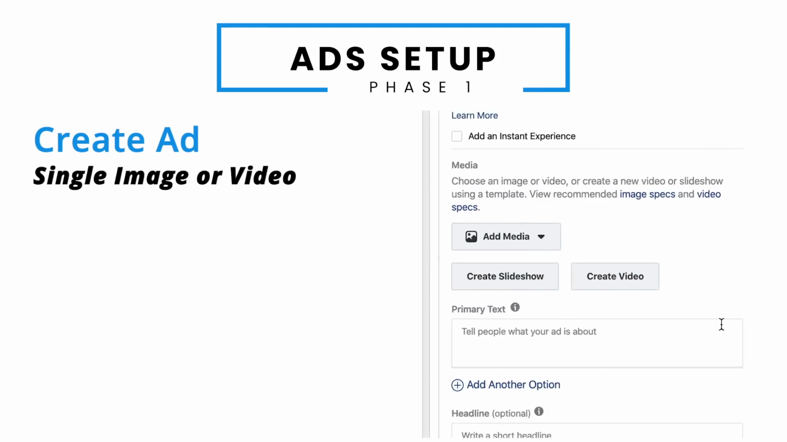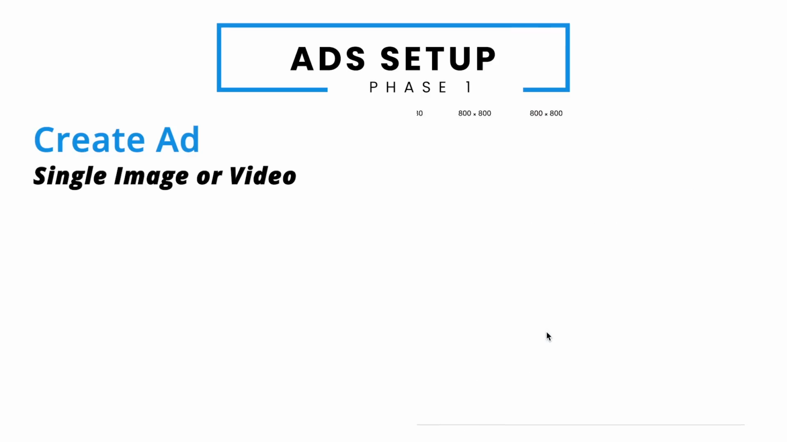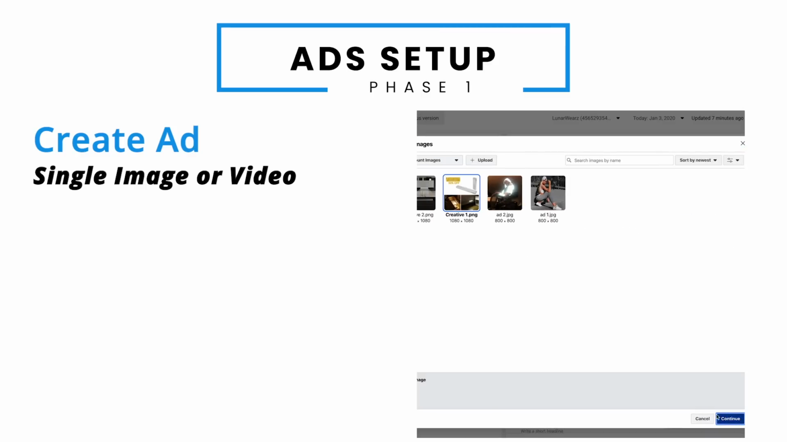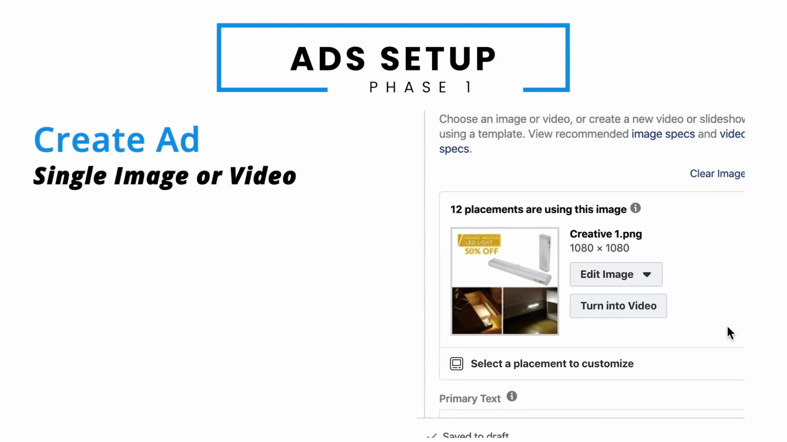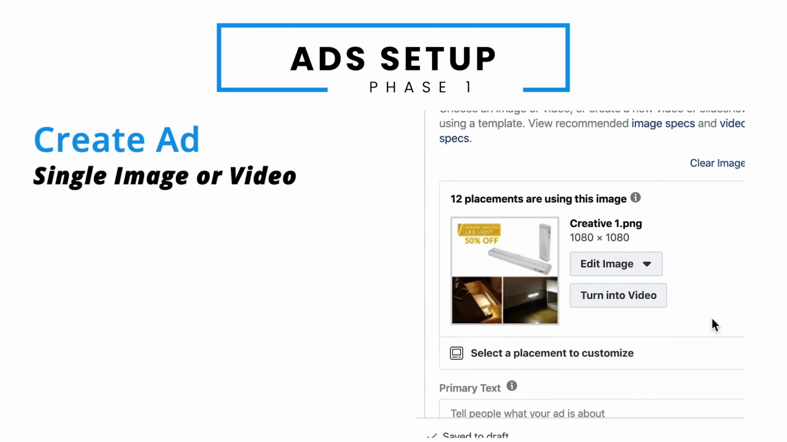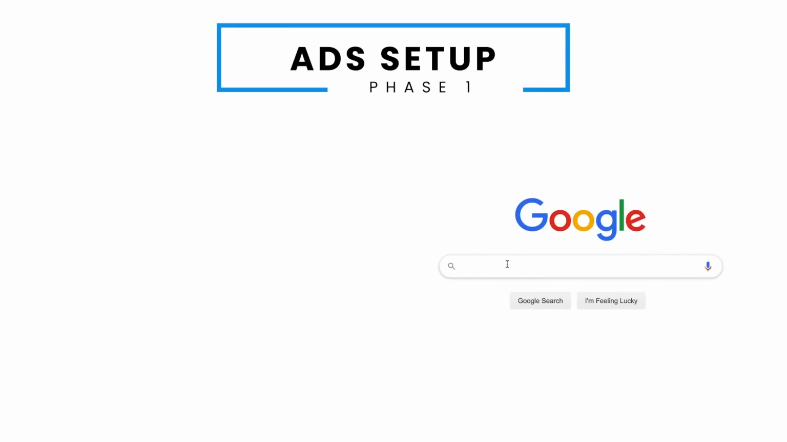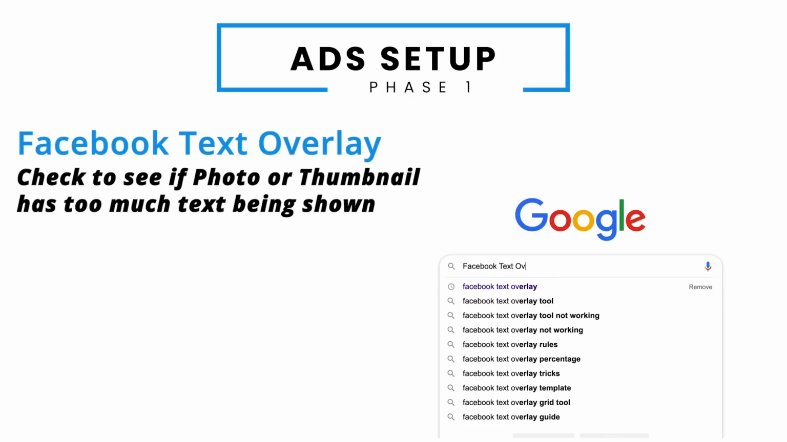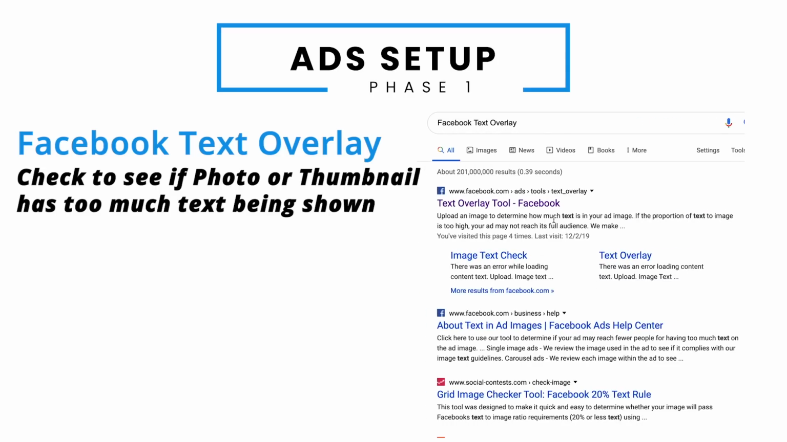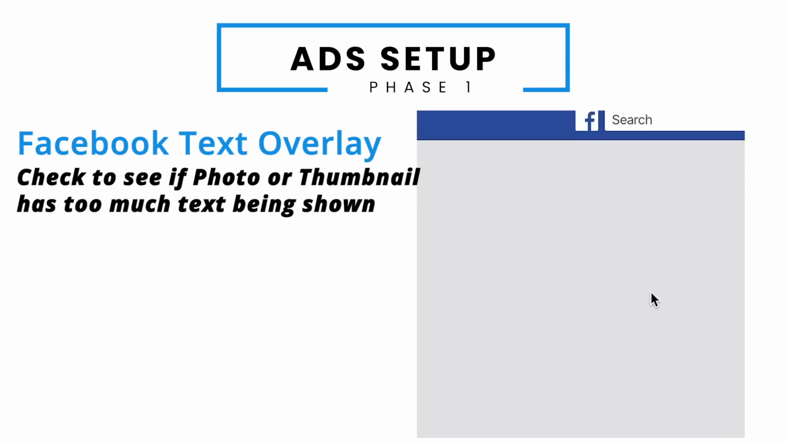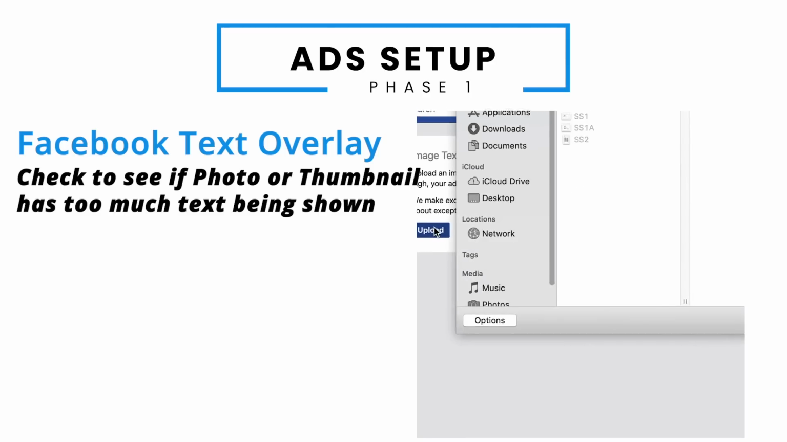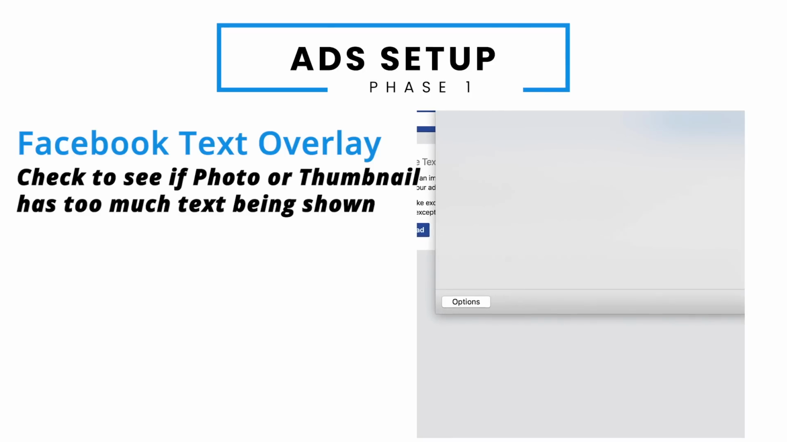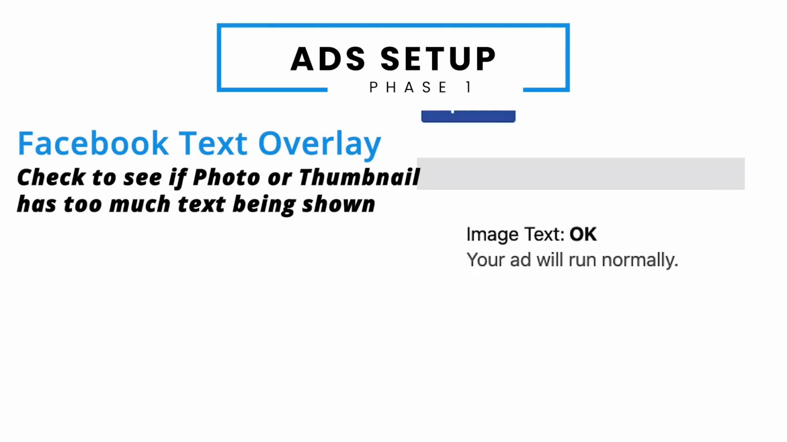So go ahead and skip to the Add Media dropdown and upload your photo or video advertisement. If you're uploading a video, make sure to customize the thumbnail to something eye-catchy by clicking Edit Video, Thumbnail, and then Upload. It's important to note that the thumbnail or video for your advertisement cannot have too many words being shown. To see if your thumbnail or photo is okay, Google Facebook Text Overlay and upload your thumbnail or photo ad to the Text Overlay tool. Make sure you get an OK before continuing on to the next step. If you don't get an OK, redesign the thumbnail or photo so that there is less text being shown. You can choose to use less words or just shrink the size of your text.